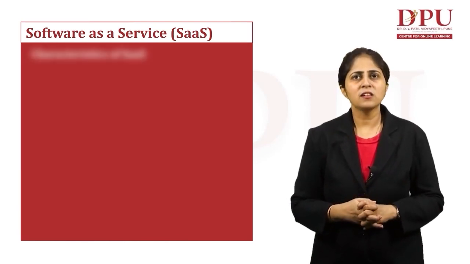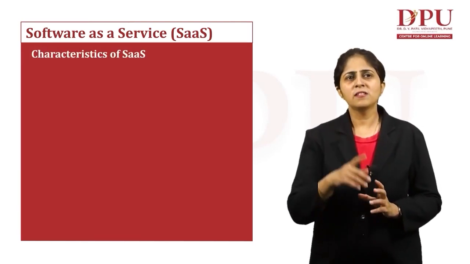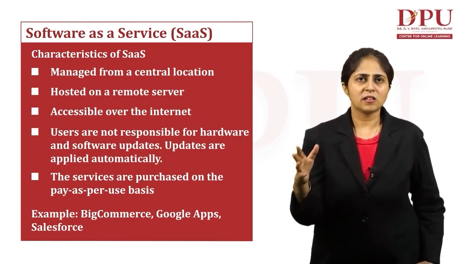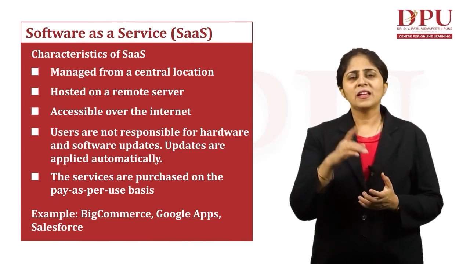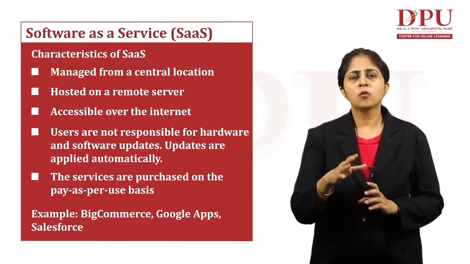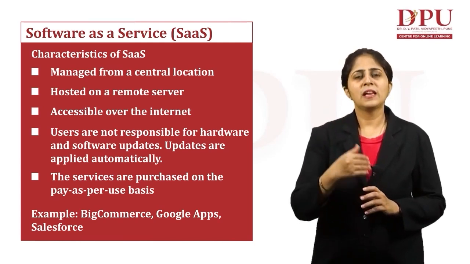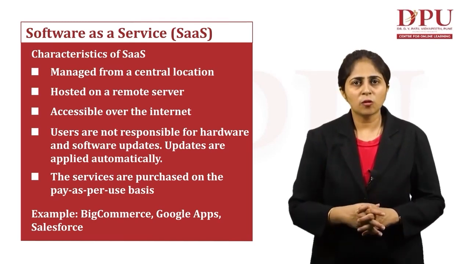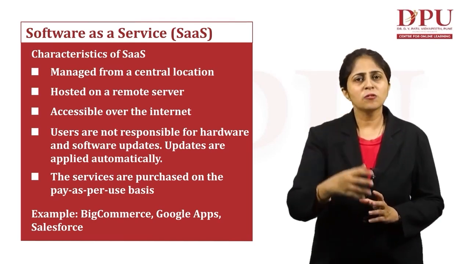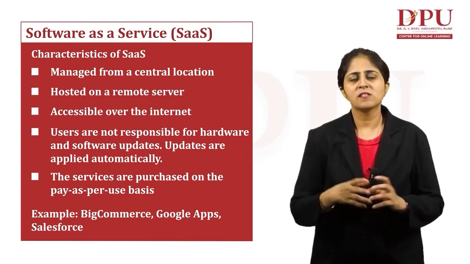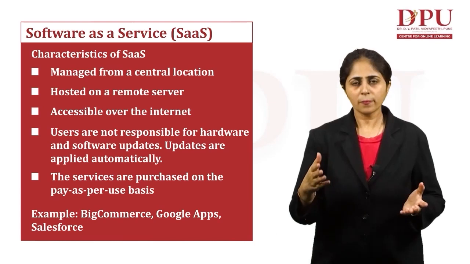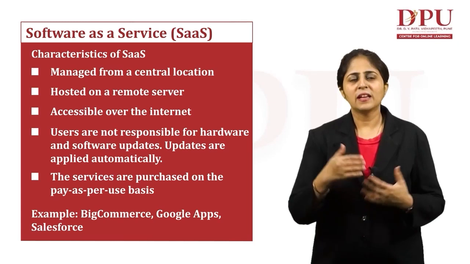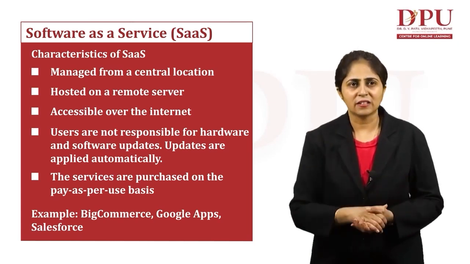Talking about the characteristics of software as a service, first, it is managed from a central location. There is a central location where it is all going to be managed. Second, another important characteristic is that it is hosted on a remote server. So we can access the resources even though we do not have all the resources with us, since it is hosted on the remote server. Next characteristic is that it is accessible over the internet. We can access these resources over the internet.